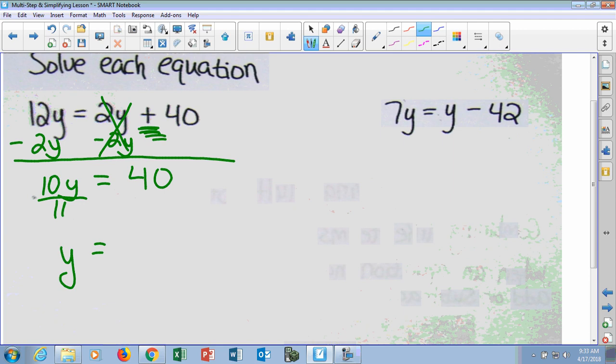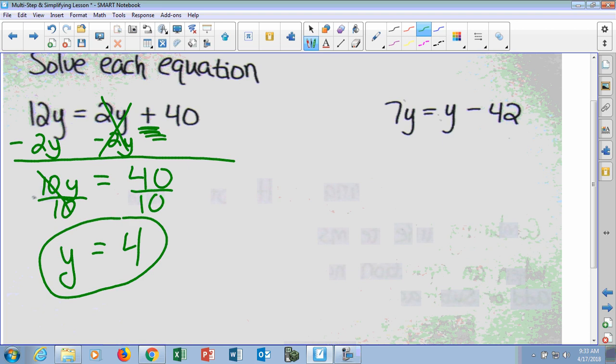If we divide both sides by 10, any number divided by itself is 1. So that's why we cross this out, because we don't write 1y, right? We just write y. And what's 40 divided by 10? Blake? 4. So for solving that equation, that answer is 4. Y equals 4.